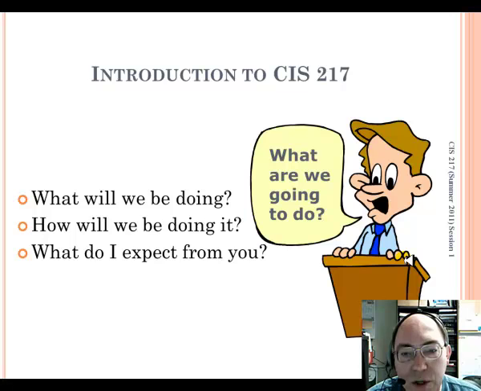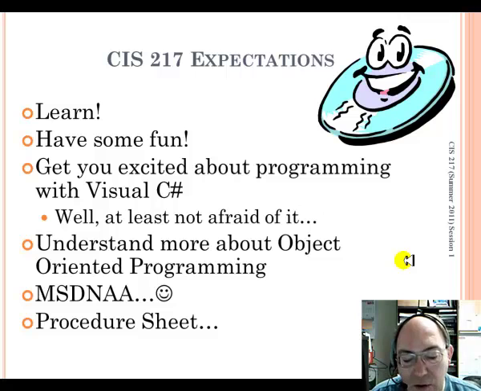Now, what do I expect from you? Well, the L word. You're going to have to sit there and learn. That's just one of those things. We're going to learn, but we're going to have some fun too, hopefully, once you get at least a little bit excited about programming Visual C#. C# is an object-oriented programming language that is very, very powerful, yet very easy to do some pretty neat things, as you'll discover. We are going to learn more about object-oriented programming, although most of that will take place in one of the follow-on classes, CIS 224, our game programming class.